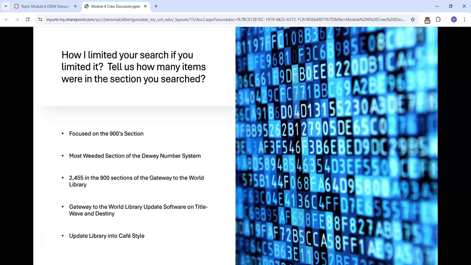2,455 books in the 900 section are in inventory. The Gateway to the World Library, my library, just recently had an update of the Tidal Wave and Destiny, around a few months ago. And I want to share this with y'all. Our library just recently changed. It became cafe style, so they took away a lot of the tables and a lot of the shelves. Now there are more couches and more areas to relax and read a book. That's kind of what we saw with the changes.